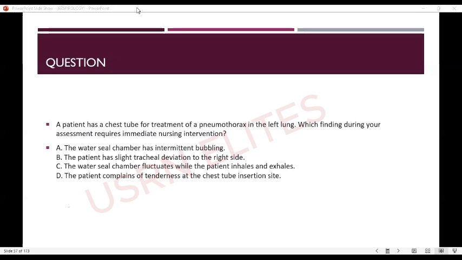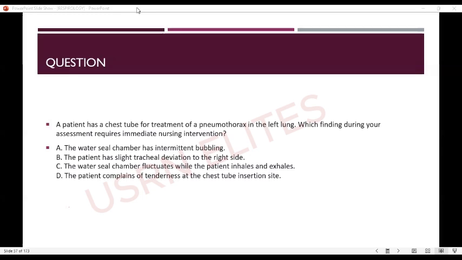But once you are getting a slight tracheal deviation to the right side, that one needs immediate attention. Now, mind you, sometimes our mistake during questions is that you don't read the questions very well. The question stated this. Let's read it again. A patient has a chest tube for treatment of pneumothorax. The question didn't specify tension, open or closed. The question just said pneumothorax.